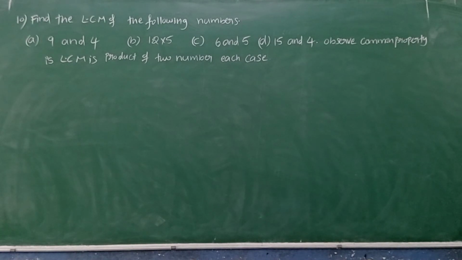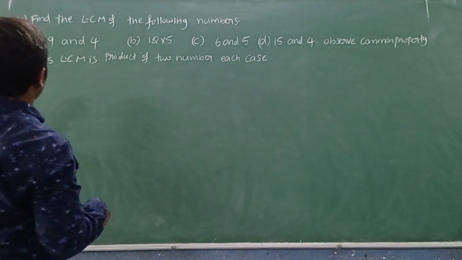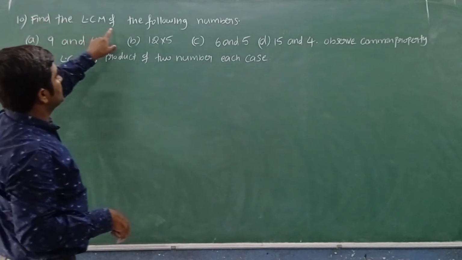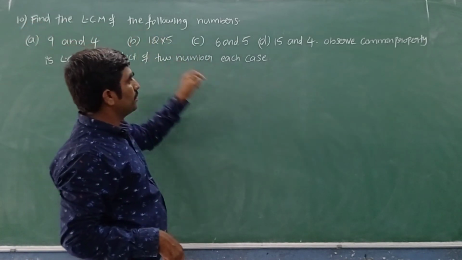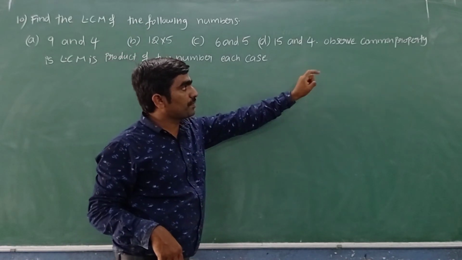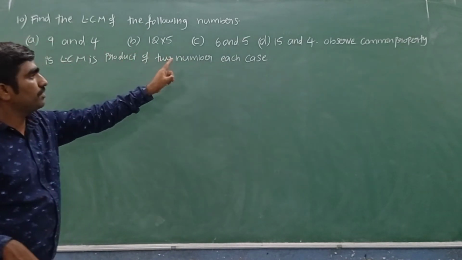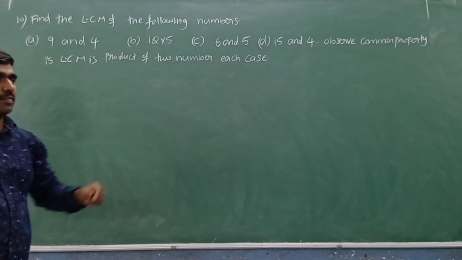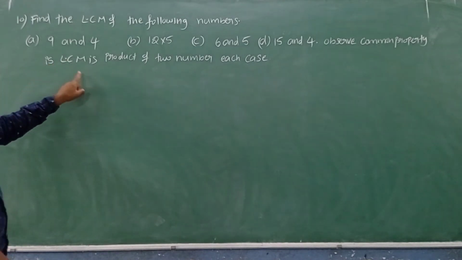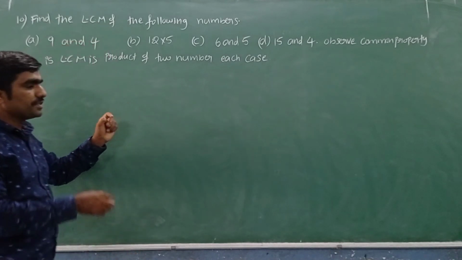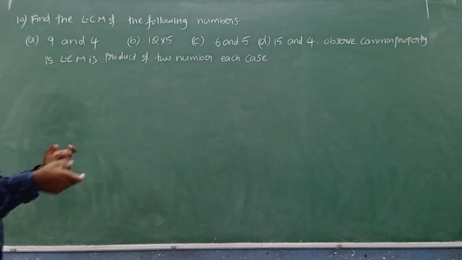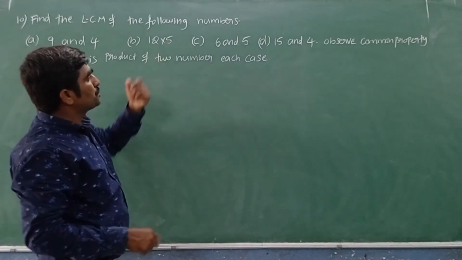Okay, children, let's see one more application. Find the LCM of the following numbers. They gave some numbers. They are asking to find the LCM and also observe the common property. Means what is the common property? We'll observe from that. We have to write that common property. And also they are asking, is the LCM the product of the two numbers in each case? Means whatever LCM value we got, is it equal to the multiplication of those two numbers?